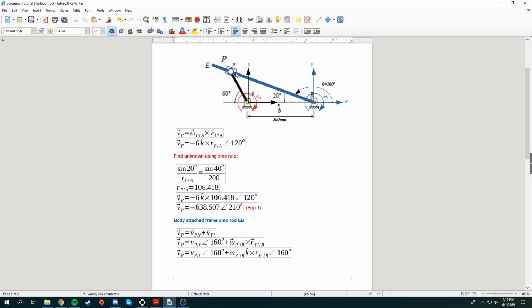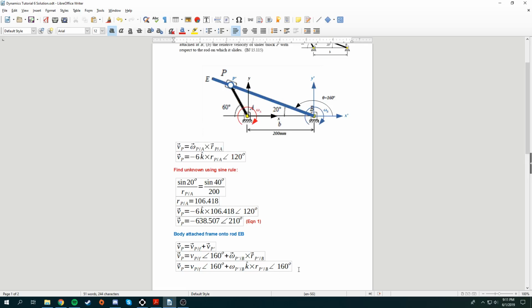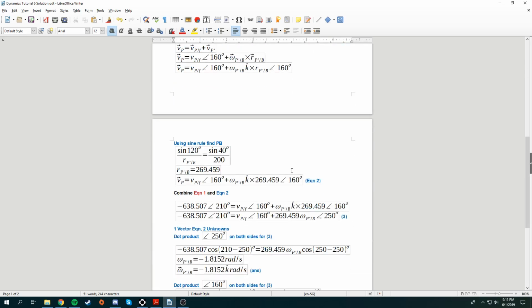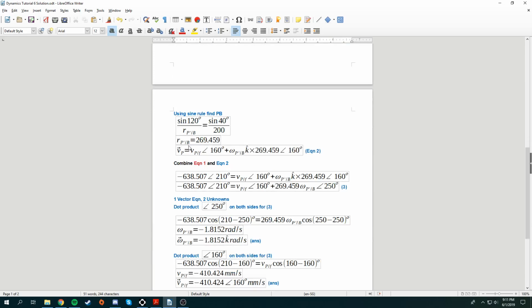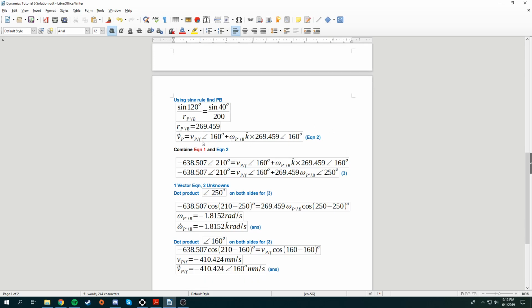So I'm going to find the distance from here to here. I know the direction. It's also 160 degrees, okay? Using sine rule, I can very easily find what's P prime from B. Just look at the working. And then with that, I can put in all my unknowns, okay? So over here, VP can be equal to this equation over here. So I name this equation 2.